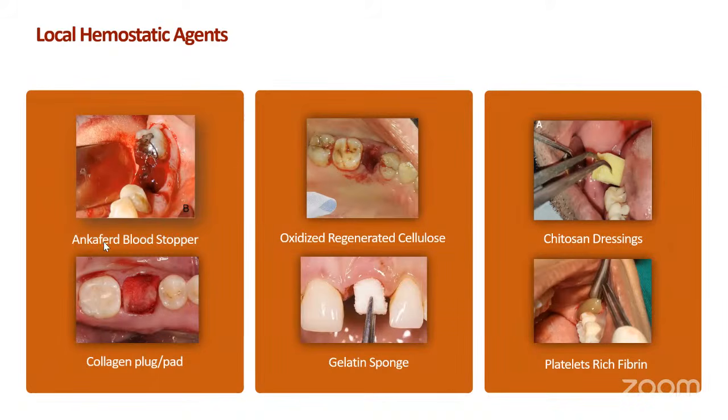So these are different types of the most commonly used hemostatic agents. We have, for example, Ankaferd Blood Stopper, which is a herbal product. We have the oxidized regenerated cellulose, chitosan dressing. We have the collagen plug, gelatin sponge, and platelet fibrin. So we will discuss these in detail.